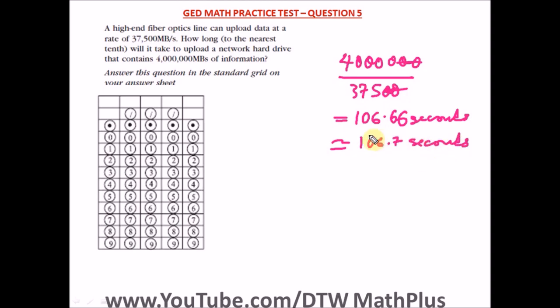All right, so let's put this into our answer standard grid, because that's what the question asks. We should answer this in our standard grid. All right, so we put it here, 0.6, then 0.7. All right, so let's shade here. We have 1 here, we have 0 here, we have 6 here, we have a decimal point here, and we have our 7 here. Okay, so this is our answer.